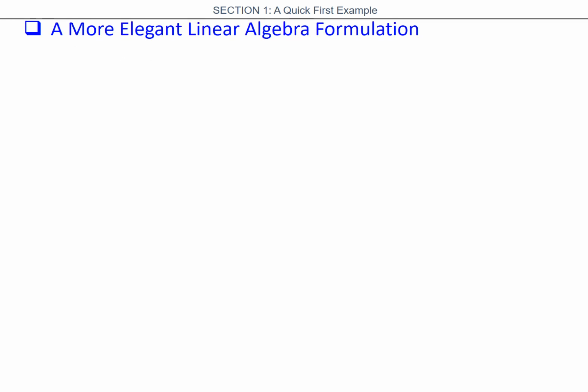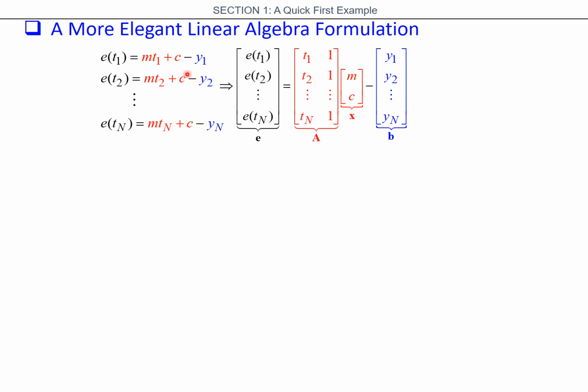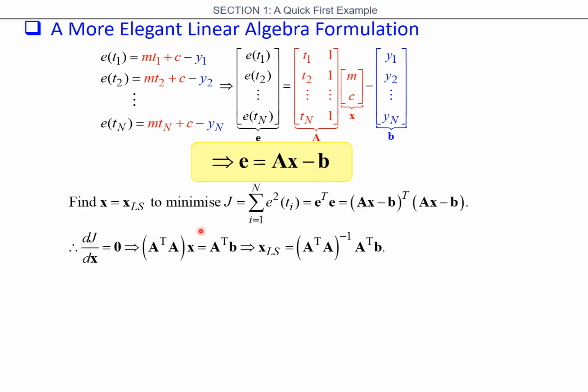Well, a much more elegant way to deal with this is to use what's called linear algebra. So we start with the equations that we had over leaf, and we write them like this and stack them into matrices and vectors. So we end up getting this expression: the column vector of the error is equal to A, which includes the time information, multiplied by X, which are the two unknowns, minus B.